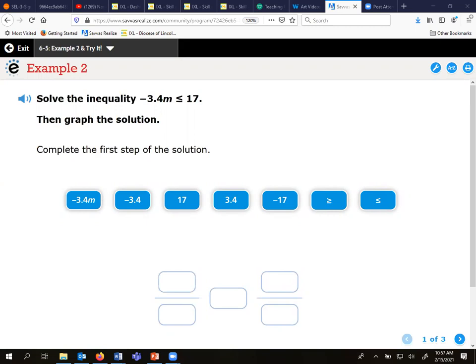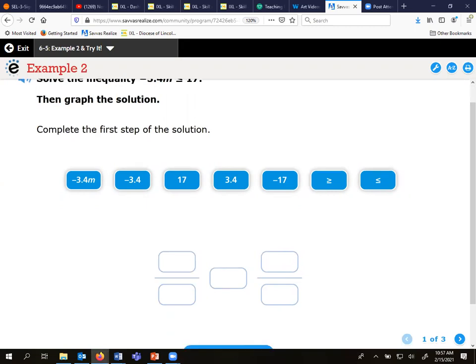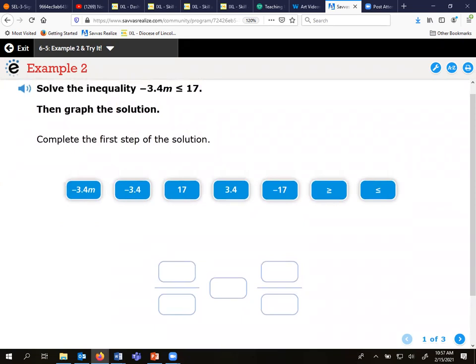Now we're going to be doing an inequality that has a negative number next to the variable. The reason they're showing you an example like this is because it does change how we solve it. This is going to be different than equations, and it's only true when you have inequalities. So this process will only be true for inequalities. They want us to complete the first step of the solution.